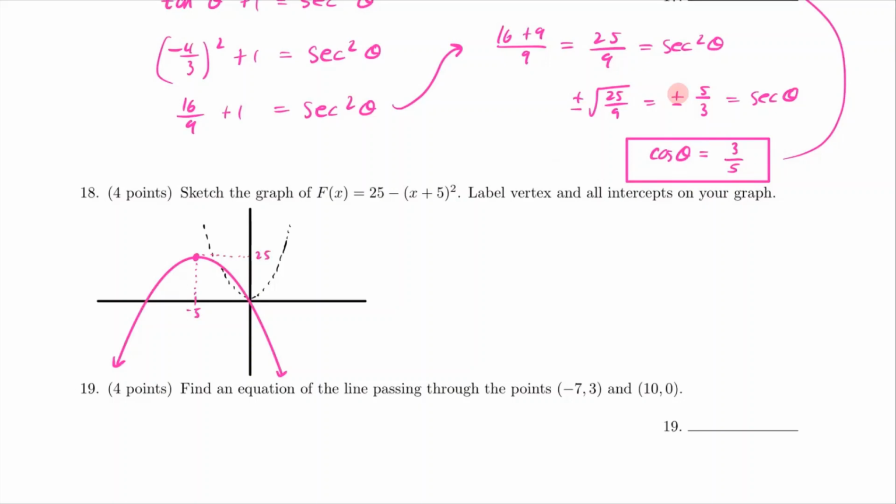Now let's find the intercepts. So the vertex is labeled on the graph. This is -5, 25. And I want to find these points. It looks like it's going to pass through 0, 0, but let's check it anyway.